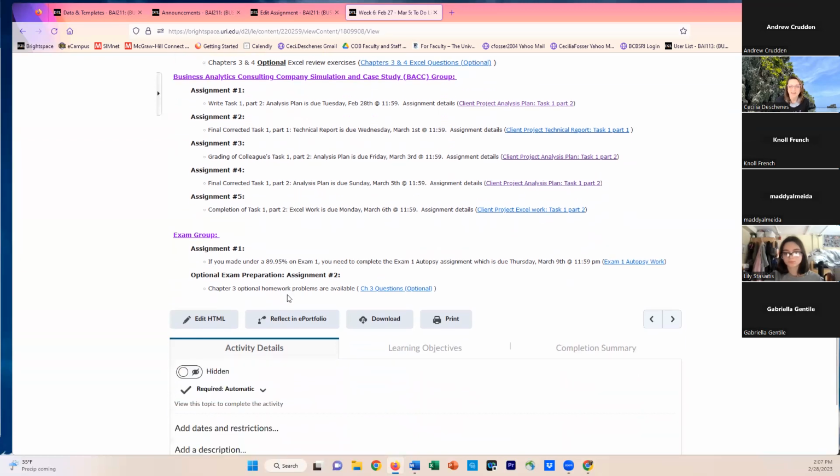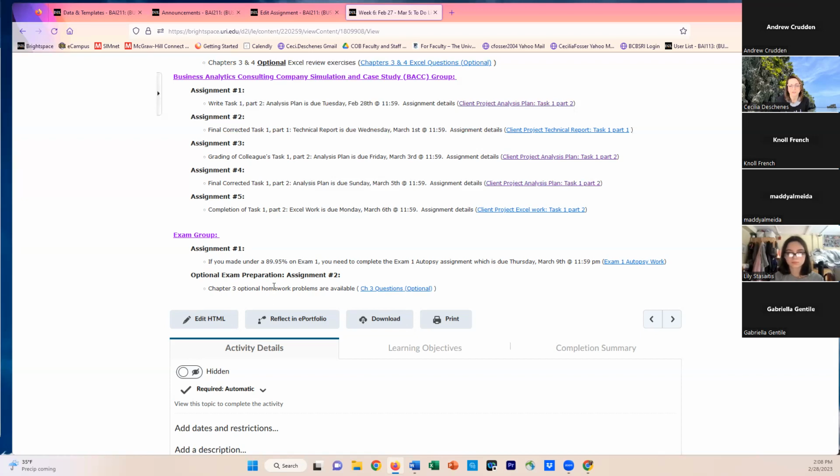If you're in the exam group and you made under an 89.95, then you need to complete the exam 1 autopsy assignment, which is due on Thursday, March 9th. Here's the link to that assignment. You're basically going to go into Connect and write a sentence explaining what the right answer is for each one you got wrong. Also, I will be handing back the classwork on Thursday for whatever you need to correct from that work.